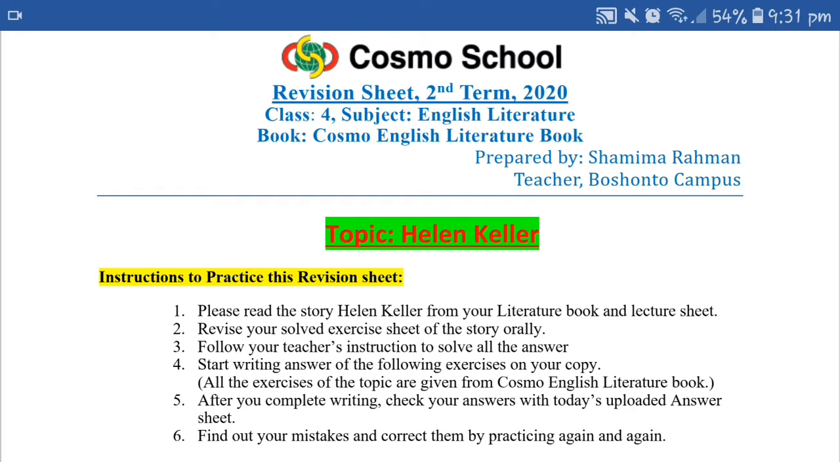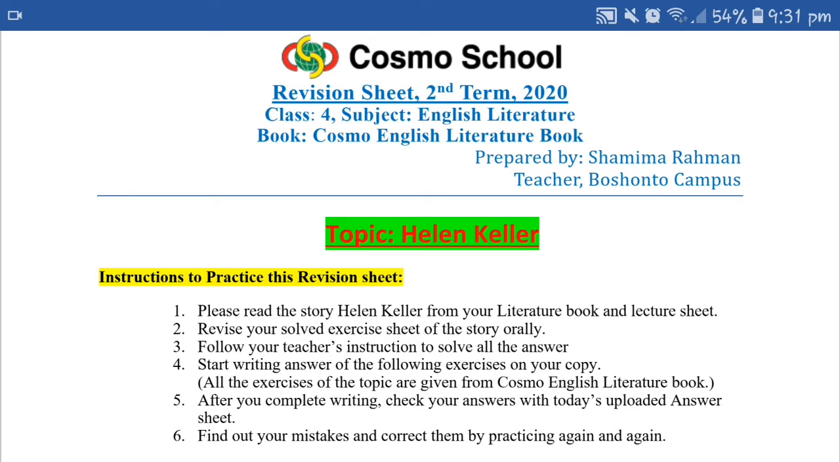Then start writing your answers of the following exercises on your copy. Make sure that you are writing only the answers. Please do not write the question in the answer copy. And I'd like to remind you that all the exercises of the topic in this revision sheet are given from the Cosmo English Literature book.